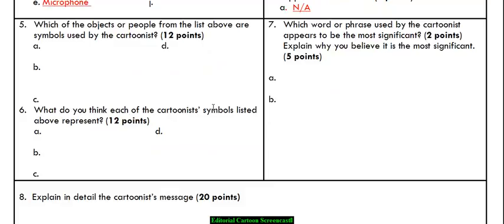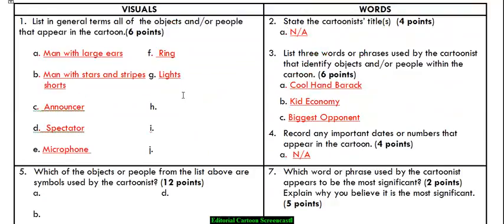And it says, which of the objects or people from the list above are symbols used by the cartoonist? Now obviously this question is referencing question number 1, the list that we've created. So we have a list of objects and people, beginning with man with large ears, man with stars and stripes shorts, announcer, spectator, microphone, ring, lights. Now what we need to start to do is think about which of these objects, which of these people are going to be symbols represented in the cartoon.